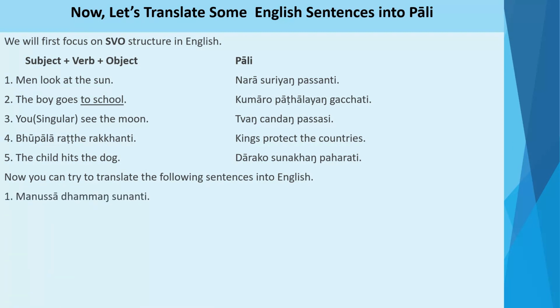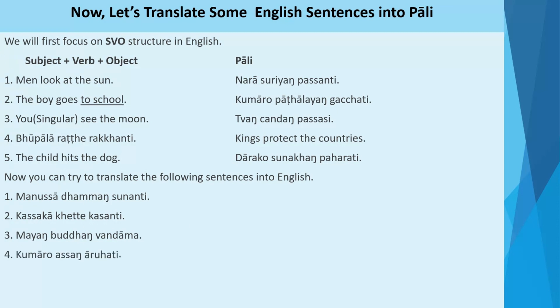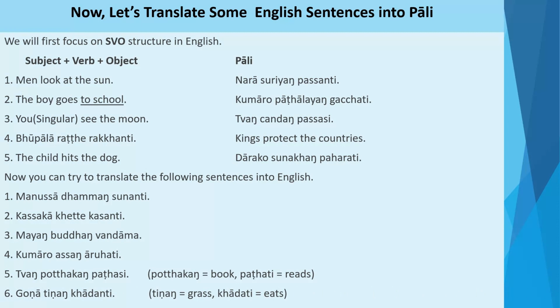Now you can try to translate the following sentences into English. Manussa dhammang sunanti. Sunati means hears or listens to. Kassaka khette kasanti. Mayang buddhang vandama. Kumaro assang aruhati. Twang potthakang pathasi. Potthakang means book. Pathati means reads. Gona tinang kadanti. Tinang means grass.